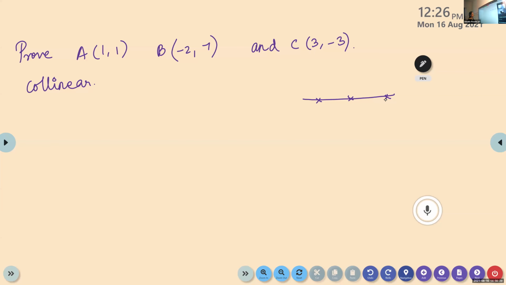Now look at this. You have to prove it is collinear. So for this, what do you do? Find the side AB, find the side BC, and find the side AC. Collinear means they lie on the same line. The sum of the two smaller distances will be equal to the length of the bigger one. Now check it. What is AB, BC, AC?